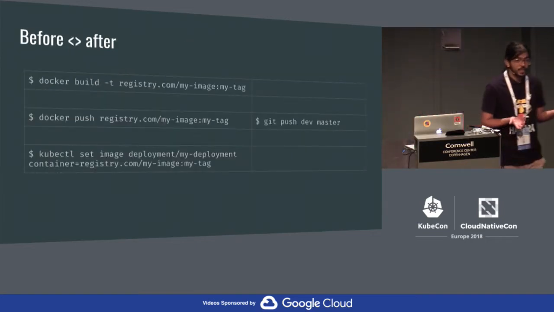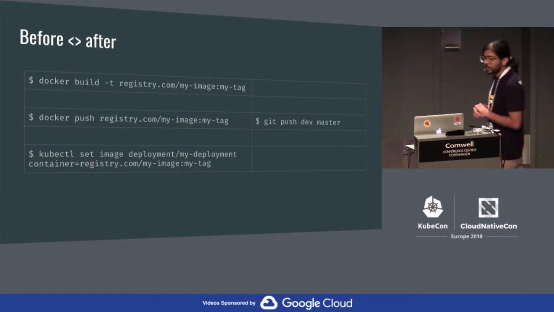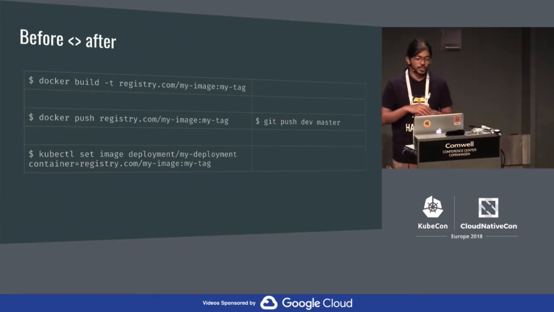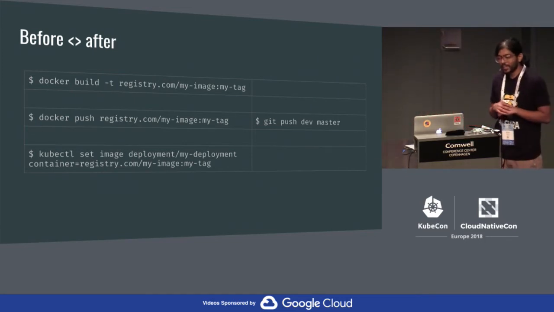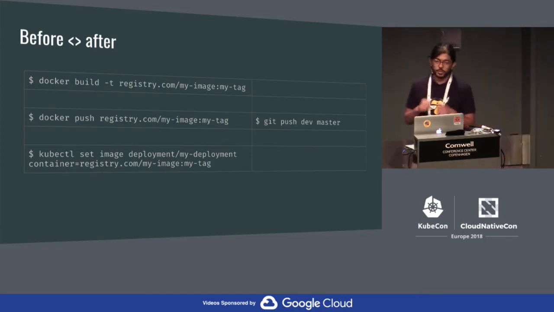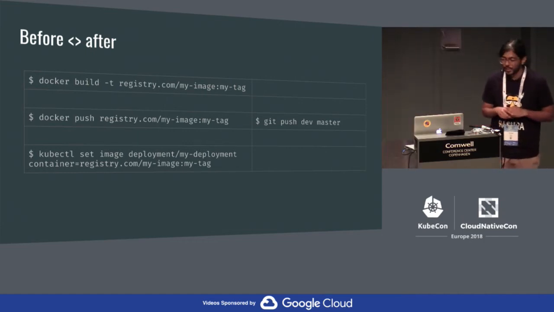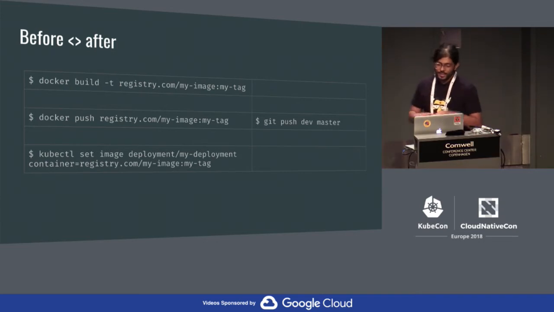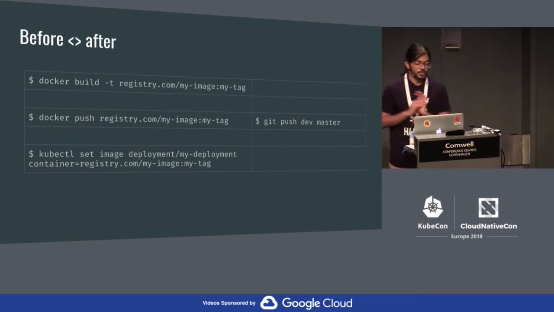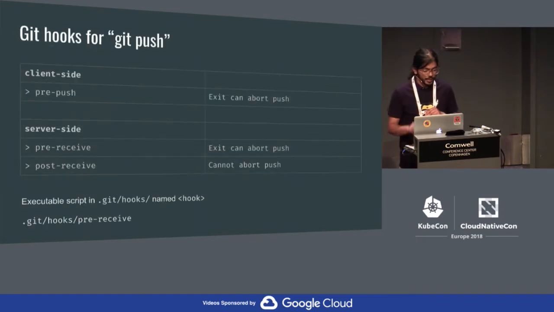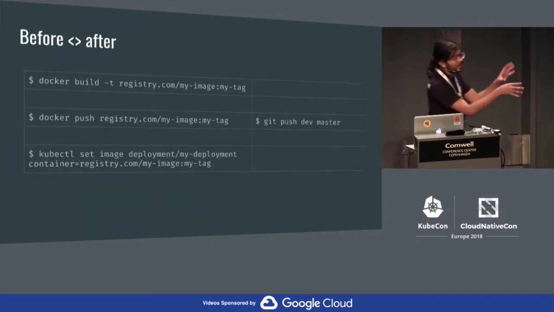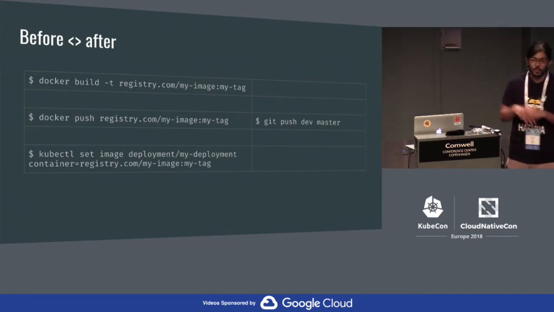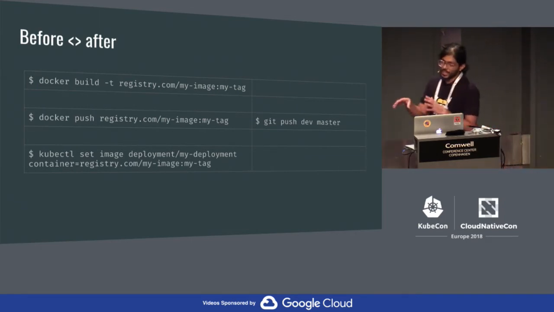I would do a Docker build, tag it with my registry name, my image, my tag. I would push it to the registry, wait for the push to happen, and then finally when the push is done, I would use kubectl, and I would patch the deployment or whatever daemon set that I was using with this new image, right? This goes away into just one command, which is git push dev master, right? And this is the kind of tool that we want to build, or these are the workflows that we want to set up. That's what I'm going to cover in the next few minutes.